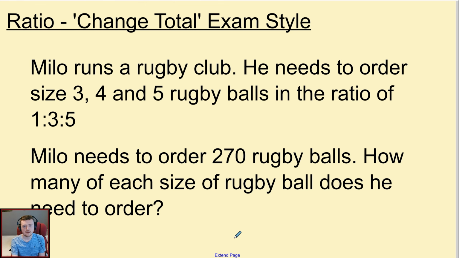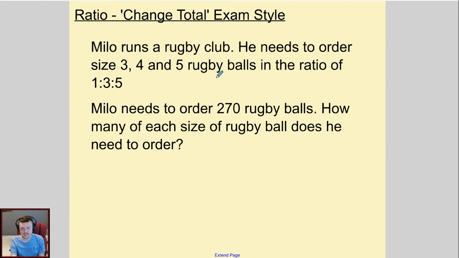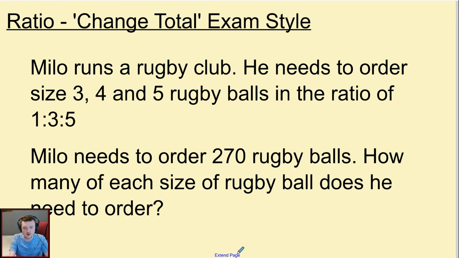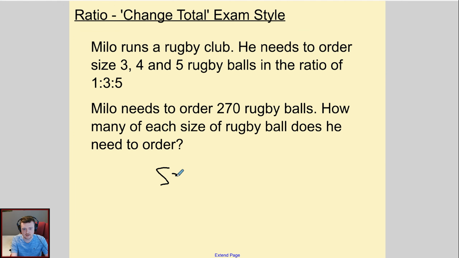Okay, so in this case, I'm going to probably do it a little bit differently. I could write 3, 4, 5, and then underneath write 1, 3, 5. But that's a little bit confusing because these are already numbers. So what I'm going to do is write S3, S4, and S5, just because I don't want to confuse myself with the numbers later on. And we know the ratio is 1 to 3 to 5. So that is my ratio. Okay, the total of that is 9. And this is going to be the total of the balls, which I'll call B. The total I'm looking for is 270.